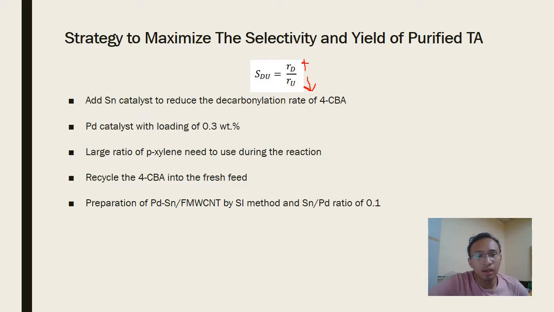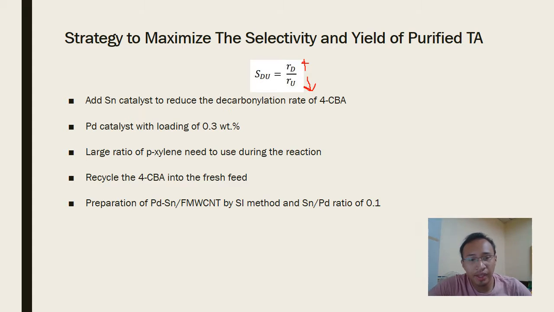Next, we can recycle the 4CBA into the fresh feed. Why can we recycle it? Because it will increase the amount of 4CBA to go through the hydrogenation process again. The recycle process will increase the purified TA and will reduce the impurity content in the process. So it will maximize the desired product selectivity and minimize the unwanted byproducts.